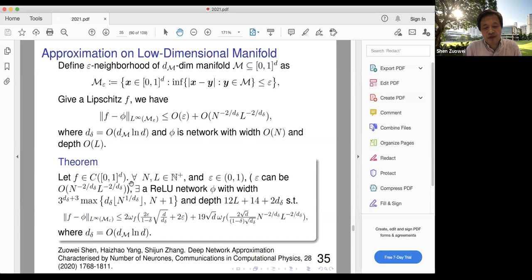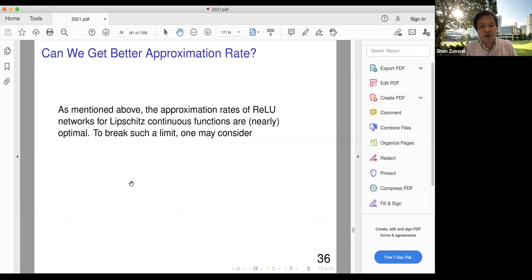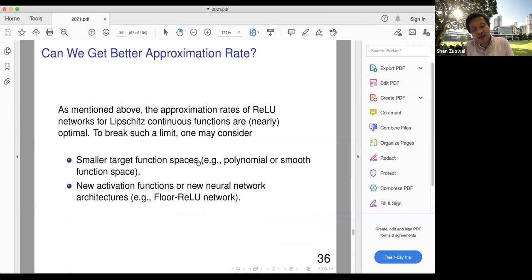The only thing you can do is two things. One is that maybe ReLU is not the best function to use, although ReLU is the easiest one to implement. So you have two choices. One is to make your function space smaller: the space of continuous or Lipschitz functions is not a good space, it's too big. You have to reduce your space, make a smaller space, or you may need to change the activation function. Another activation function may serve better. That's the possibility.